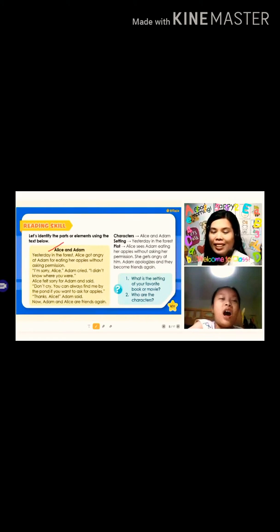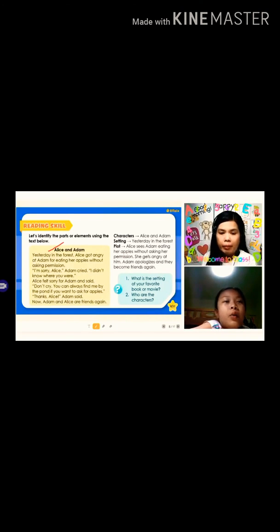Alice and Adam. Yesterday in the forest, Alice got angry at Adam for eating her apples without asking permission. I'm sorry, Alice, Adam cried. I didn't know where you were. Alice felt sorry for Adam and said, don't cry. You can always find me by the pond. If you want to ask for apples, thanks, Alice, Adam said. Now Adam and Alice are friends again.